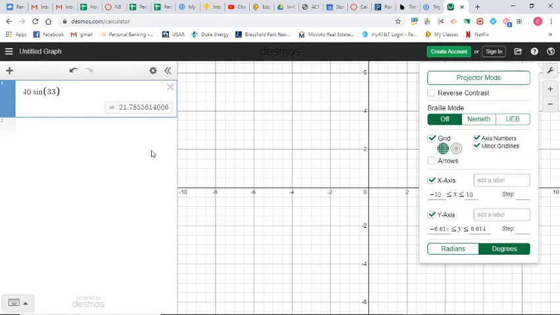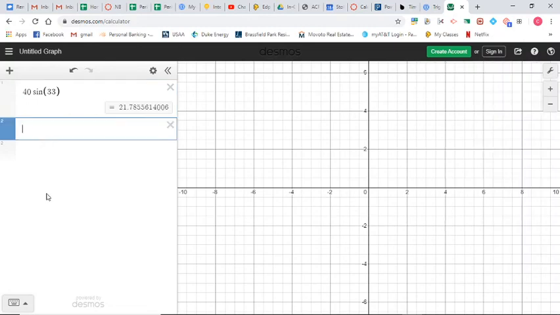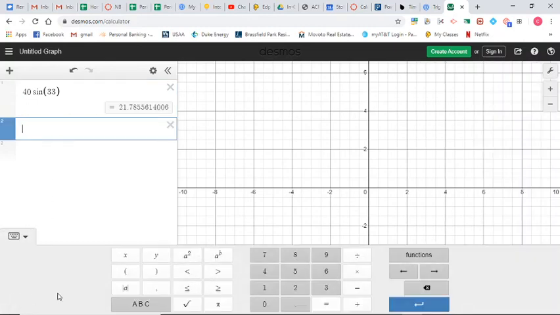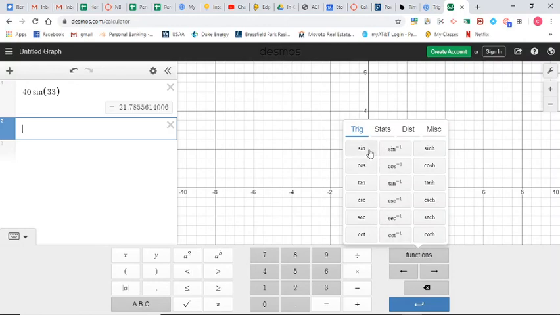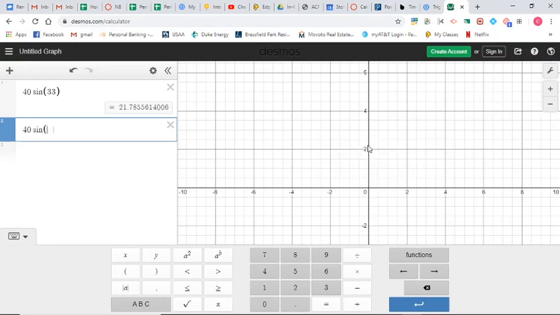And you can also get to the trig functions if you go to the keyboard, click on functions, and then the sine button is right here. So I could type 40 and then click this, sine of 33. And there you go, you guys. That's it on example 1.